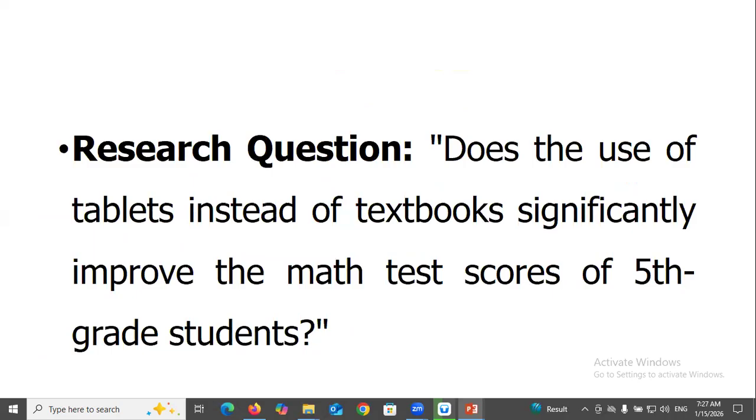Research question: does the use of tablets instead of textbooks significantly improve the math score of fifth grade students?